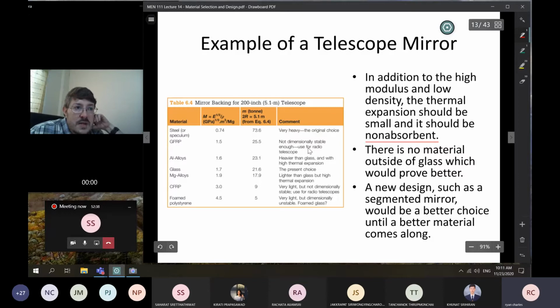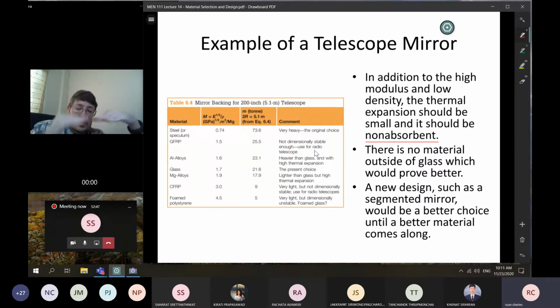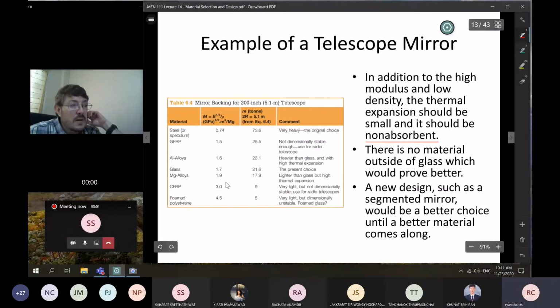You see here it mentions radio telescopes. It might be good enough for other frequencies, other wavelengths, where perhaps distortion isn't going to affect focus. Our distortion tolerance is a couple hundred nanometers. What if you can have a couple millimeters? Then it's fine, probably.